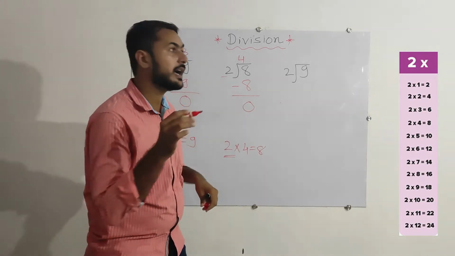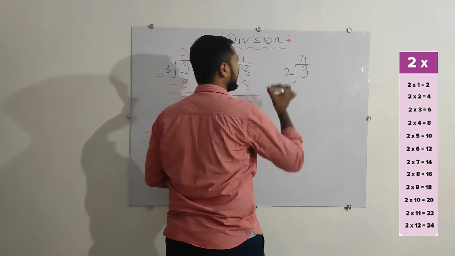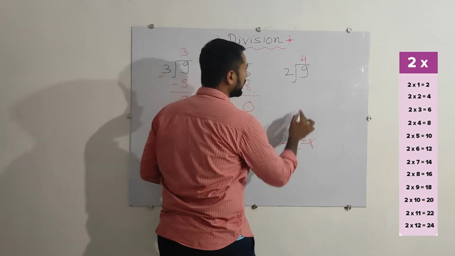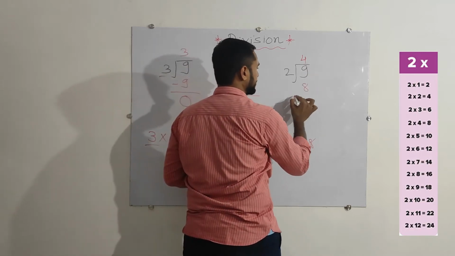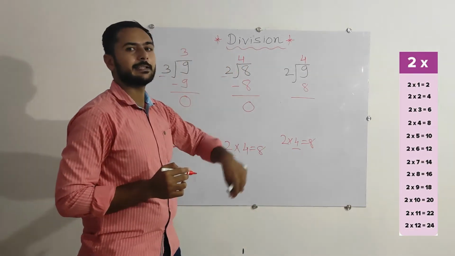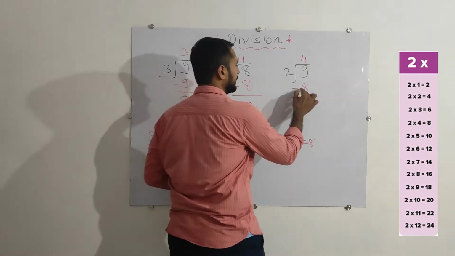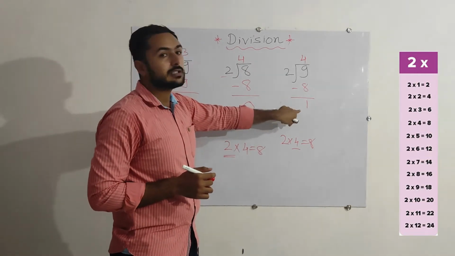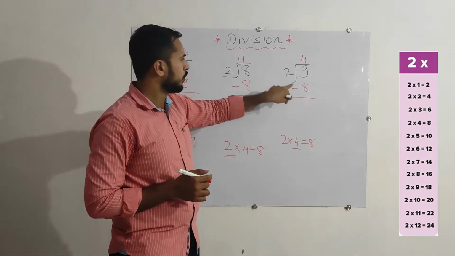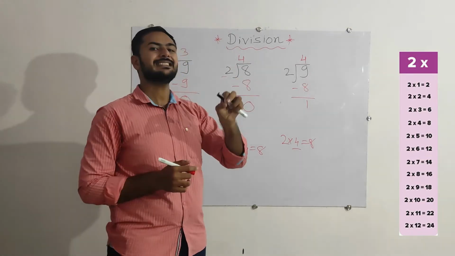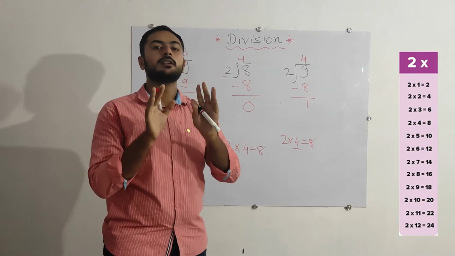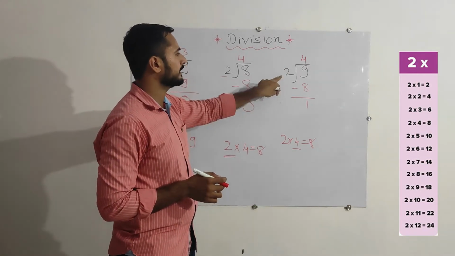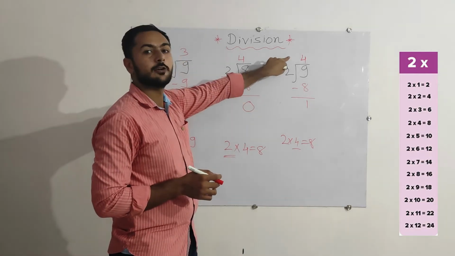It means 2 fours are 8. So 4 we will write here, and 8 here. Now 9 minus 8, that is 1. Now identify that whatever number you got here, is it smaller than the divisor? If it is smaller than the divisor, it means our solution is here. Yes, 1 is smaller than 2. It means our answer is 4.